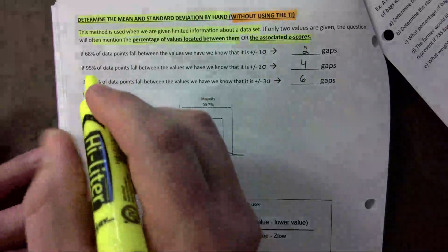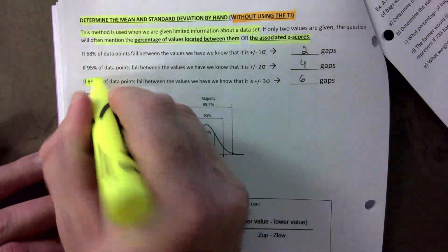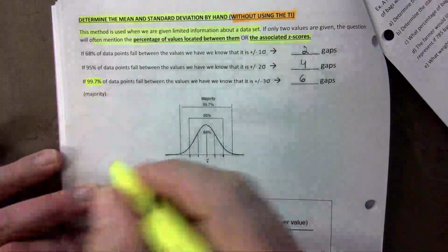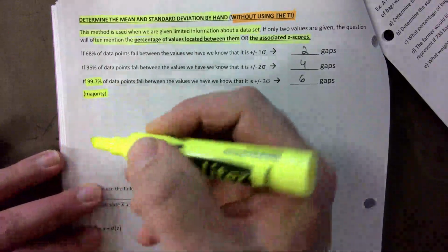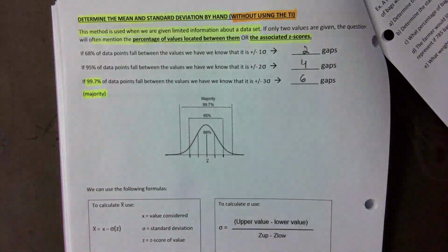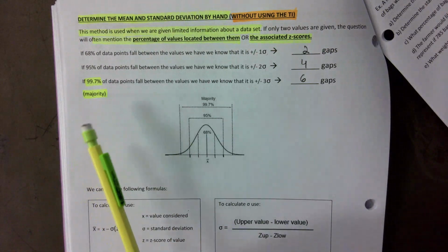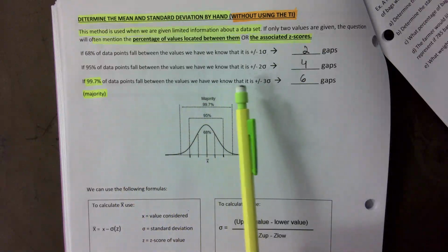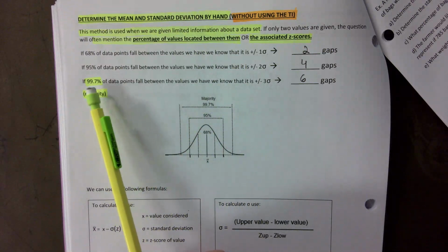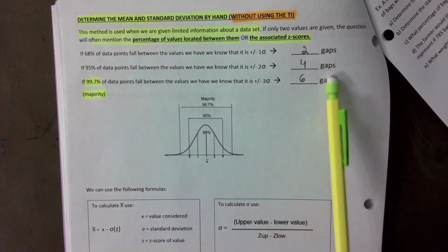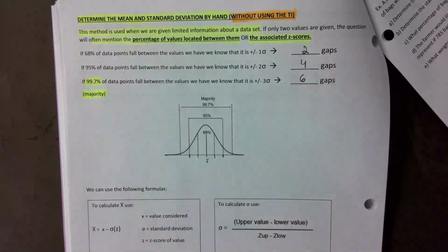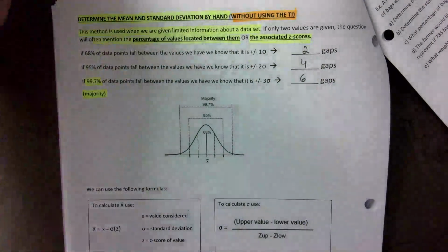Can you just highlight that? If it doesn't mention 99.7, it will say the majority. It's the same thing. If it says the majority of data points fall between these two values, it's talking about 99.7%, which includes 6 bins, 6 gaps in between. That's going to be important for this concept that I'm about to talk about.